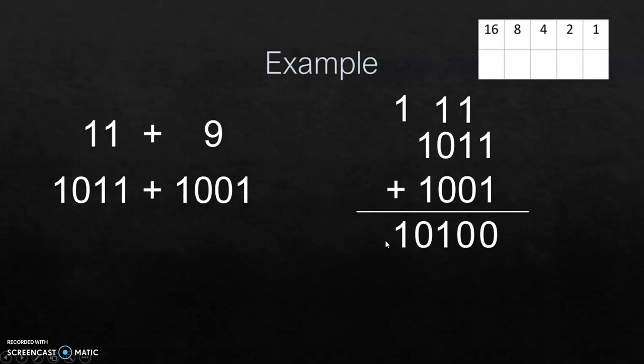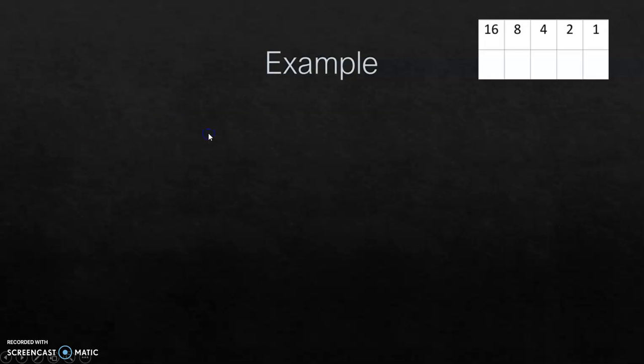Now our answer is the binary number 1, 0, 1, 0, 0, and if we look at our table, we can see that we have 1 16, 0 8, 1 4, 0 2, and 0 1. So we have 1 16 and 1 4. If we add that together, we get 20. And we can check our answer by looking at our decimal numbers, which is 11 and 9, added together, and we also get 20. Let's take a look at one more example.